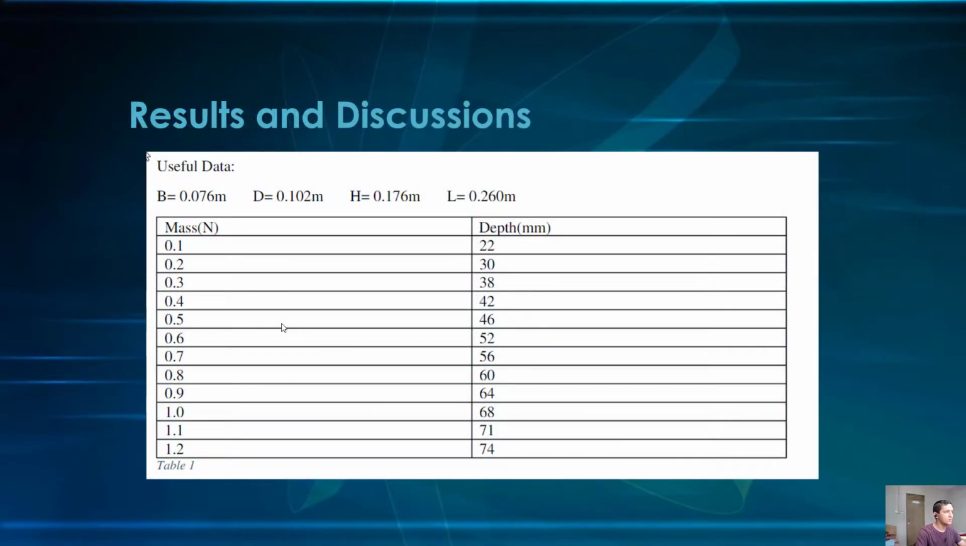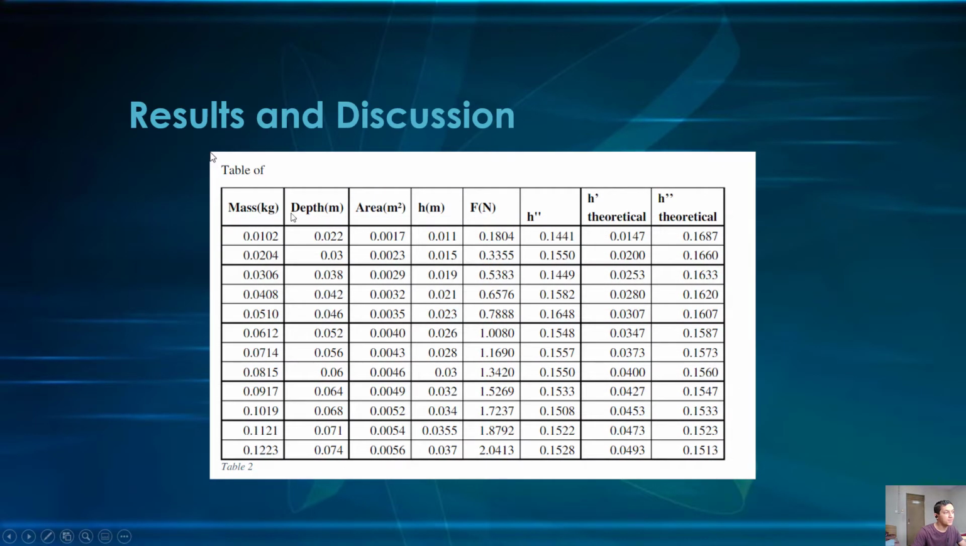And here are our results and discussions. Some of the data is given beforehand, like B, D, H, and L. And these are the experiment results using different methods. Each time we add 0.1 Newton, and the depth is increasing, as you can see. These are the calculations all done and the ready results. This is the theoretical result of the center of pressure, and here is the real experimental result. As you can see, they are quite similar, not far from each other.